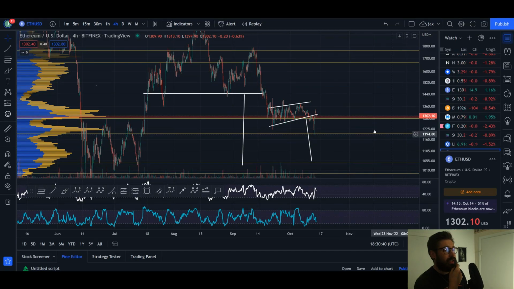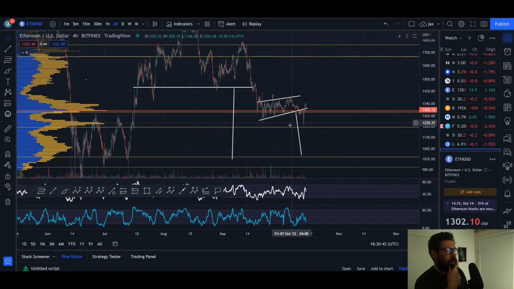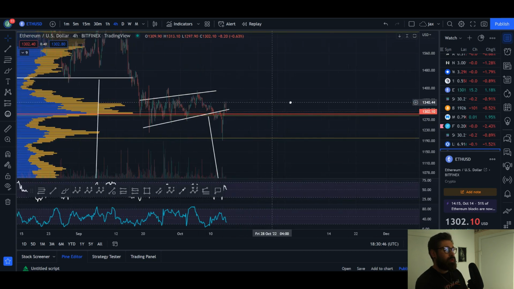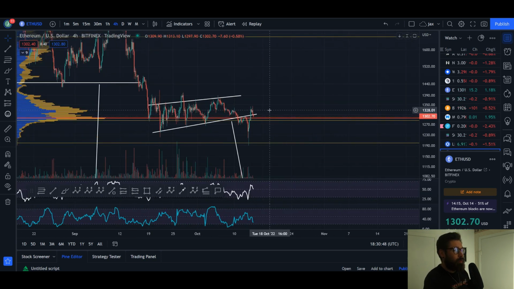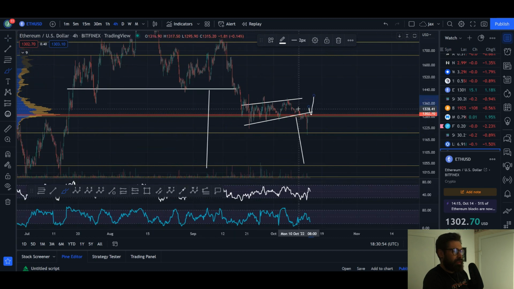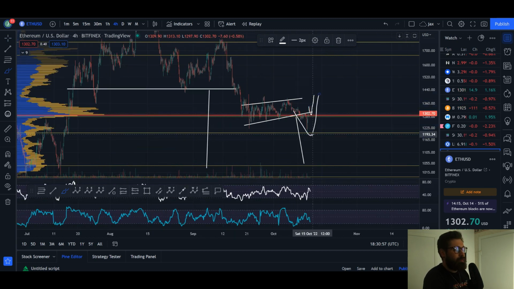Now looking here at our patterns, we did push right back up into the pattern, but as you can see, we are struggling to hold it as support. We did have a throwback here. So what you want to see for the bulls is that we do indeed push back up into this pattern, back up to this level of resistance, and then confirm that it was a fake out to the downside and potentially see a nice push.